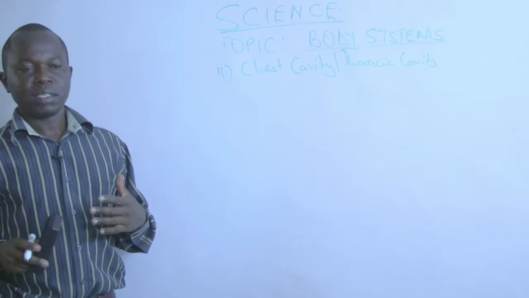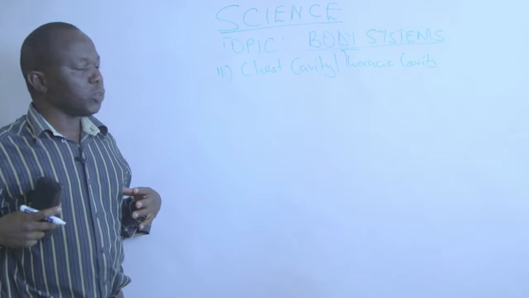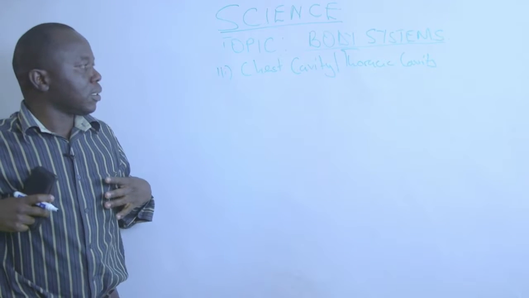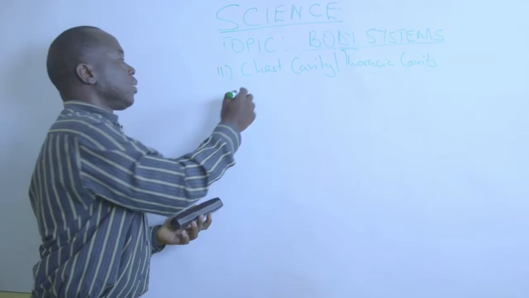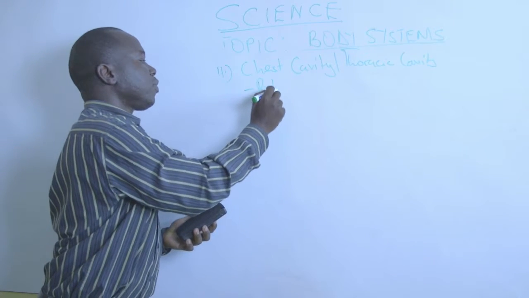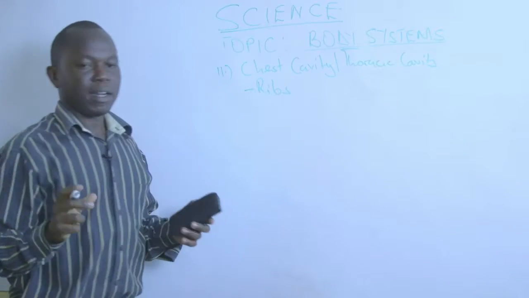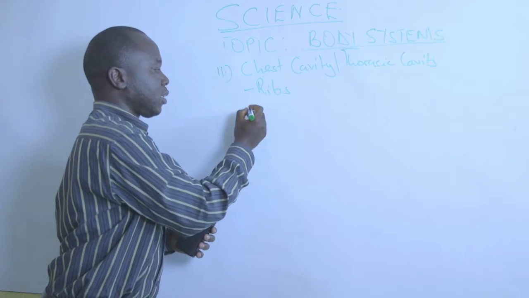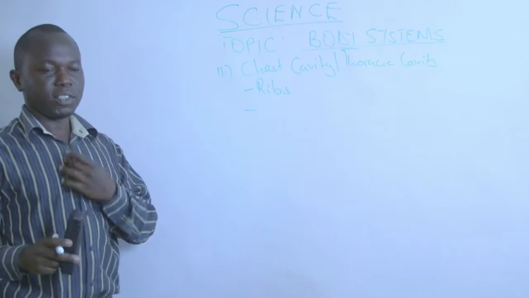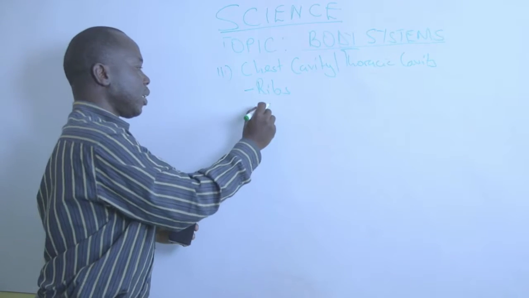So what forms the chest cavity? If, for example, you are in a position, you can feel your body just around the chest, we have ribs. So the chest cavity is made up of ribs. But these ribs are held in position by other structures. We have in front a bone where all the ribs join. We call that bone the sternum.